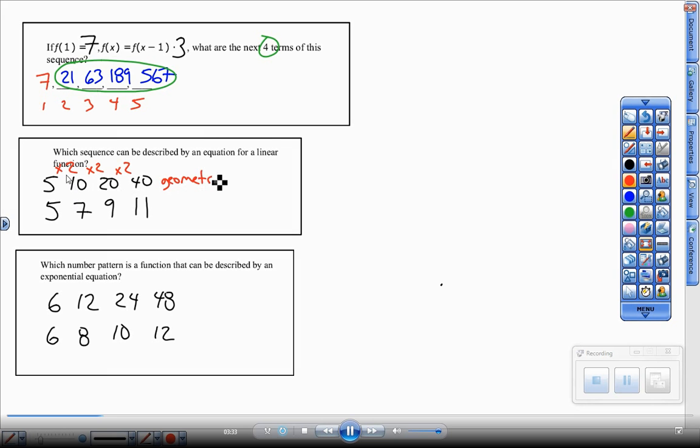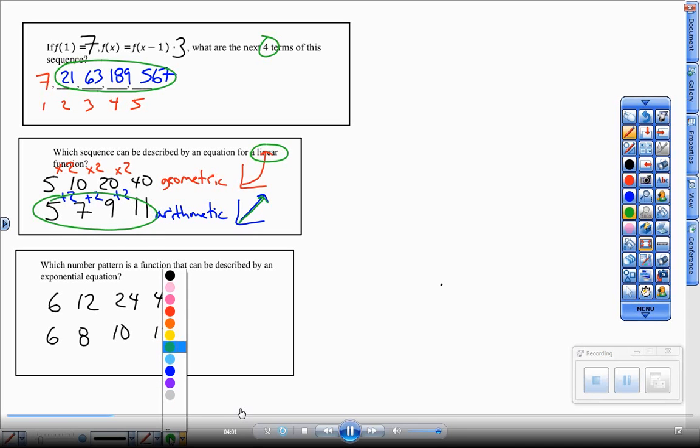This first set is timesing by 2, makes that geometric curved line, never constant rate of change. These going up by 2 the same amount each time makes this arithmetic, linear, straight line going up by the constant rate every time. So that sequence is linear. The top one is not exponential.